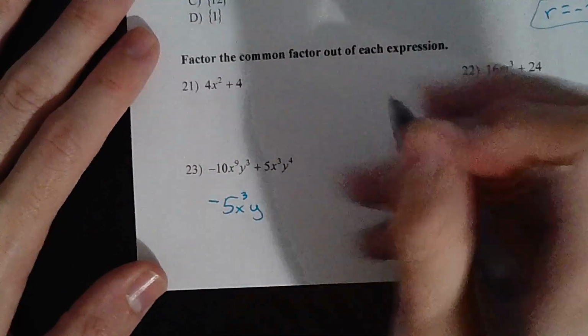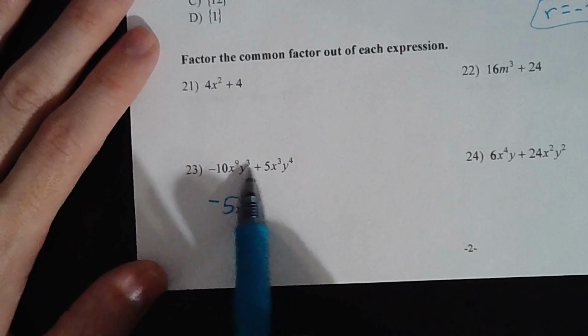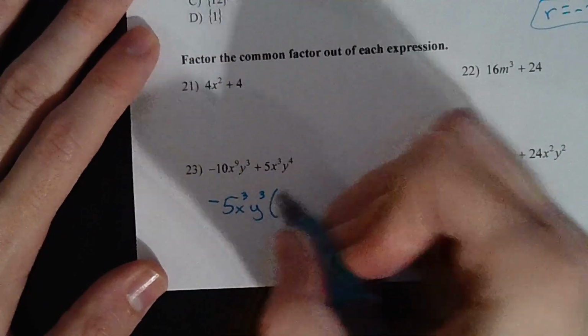Or 4. Oh my gosh, it is not 1. Where did I find 1? The lowest exponent is 3. Between 3 and 4, the lowest number is 3. Get it together, Mr. Richards.